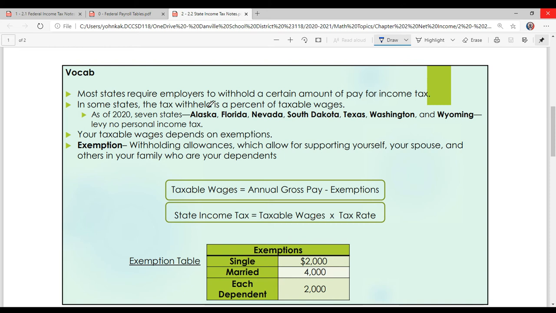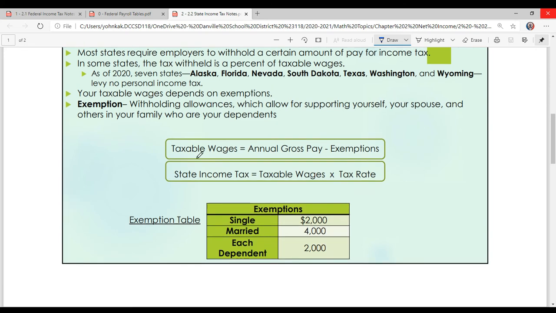Your taxable wages depends on exemptions. Exemptions are like withholding allowances, which allow for supporting yourself, your spouse, and others in your family who are your dependents. So if you have any children, if you're married or single, if you are caring for other people in your household, all of these things go into determining how much you're going to be giving to the state that you live in from your paycheck.